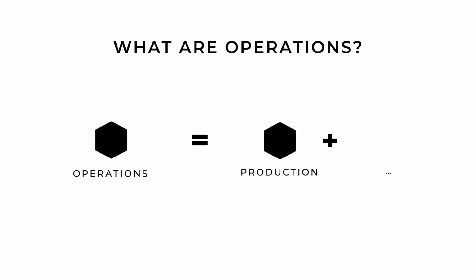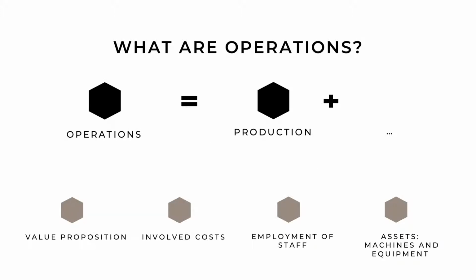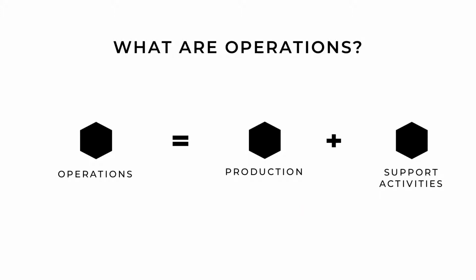Production is in fact the core of an RR business, since it has major impacts on the value proposition and the cost involved. Furthermore, production will employ most of your employees and your assets, so machines and equipment. However, operations do not only include production, but also support activities which need to be carried out by your business in order to facilitate the core activity.